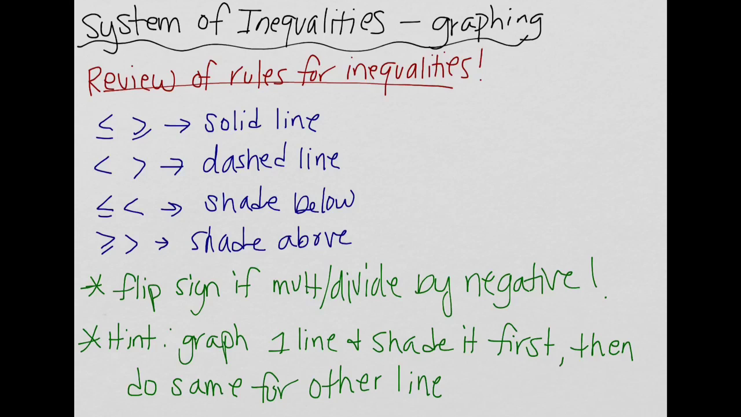And on these, my hint to you, and I'm going to show you the process I use, and you can use it as well, it's just easier if you graph one line first and then shade that line, then jump to your other equation, graph it, and shade. If you try to graph both lines first before shading, you're going to get confused as to which one you're shading when you go back to shade. So graph one first, shade that one, then go graph the other line and shade it.